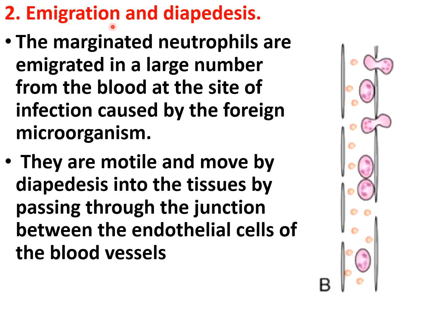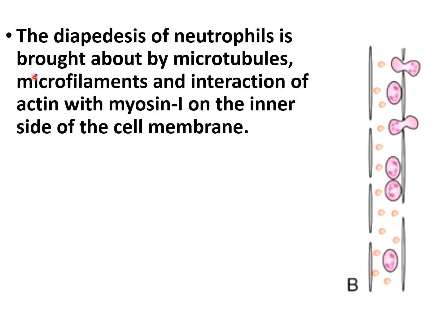Now, immigration and diapedesis. The marginated neutrophils immigrate in large numbers from the blood to the site of infection caused by the foreign microorganism. They are motile and move by the process of diapedesis into the tissue by passing through the junctions between the endothelial cells of blood vessels. Diapedesis of the neutrophil is brought about by microtubules, microfilaments and interaction of actin and myosin on the inner side of the cell membrane.